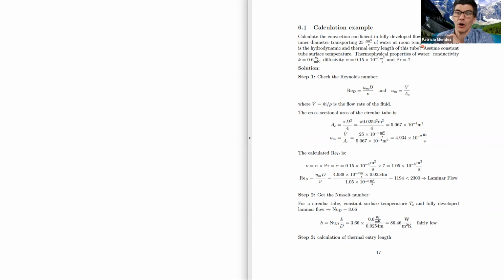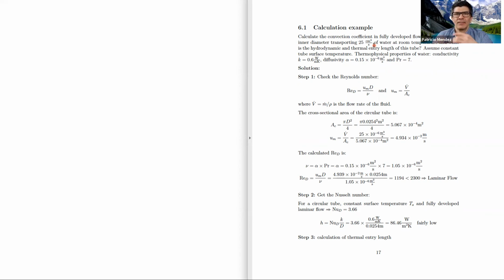I know for a fact that you know how to calculate a hydrodynamic entry length very well, because you did it on Monday. Assume constant tube surface temperature. And here we have the thermophysical properties of water, that these are approximate, but more or less easy to remember. So this is a standard problem. They don't tell us if the fluid is laminar or turbulent. So what formula do we use? Well, first of all, we have to determine if it is laminar or turbulent.